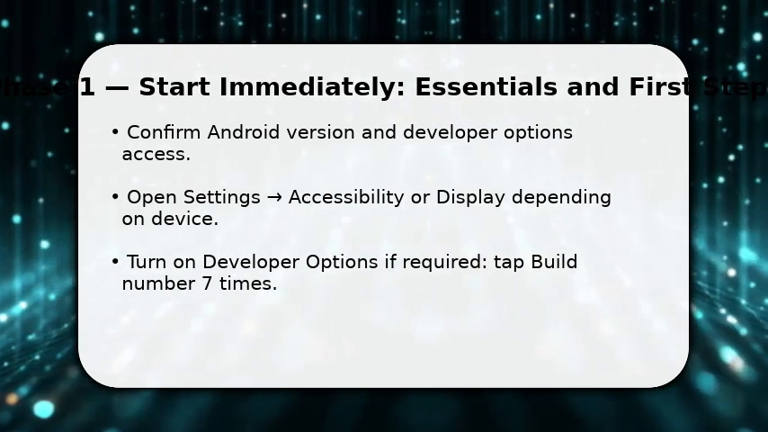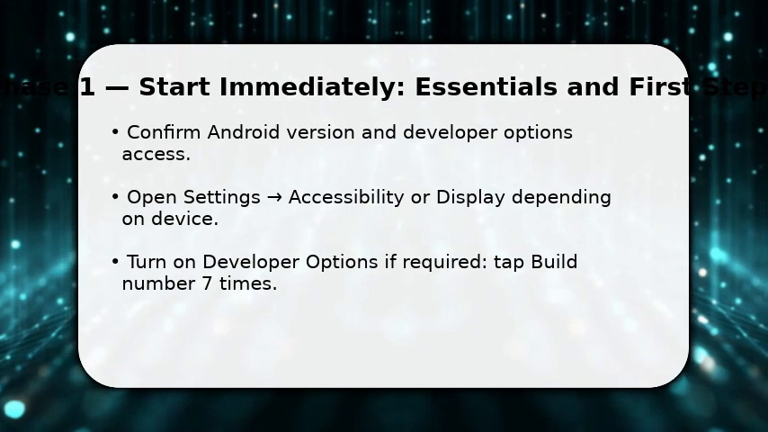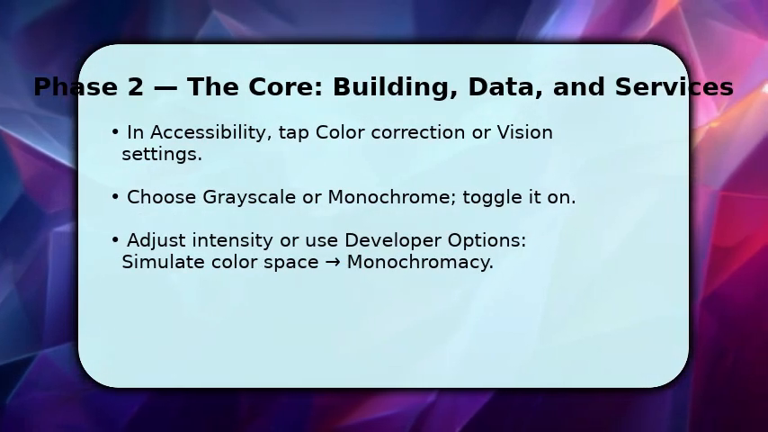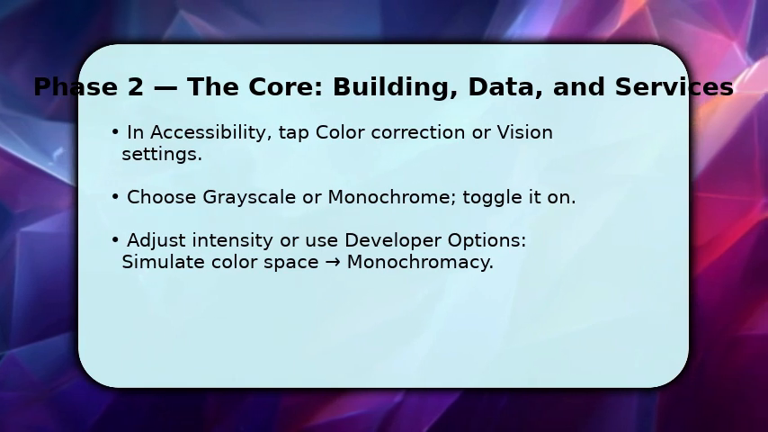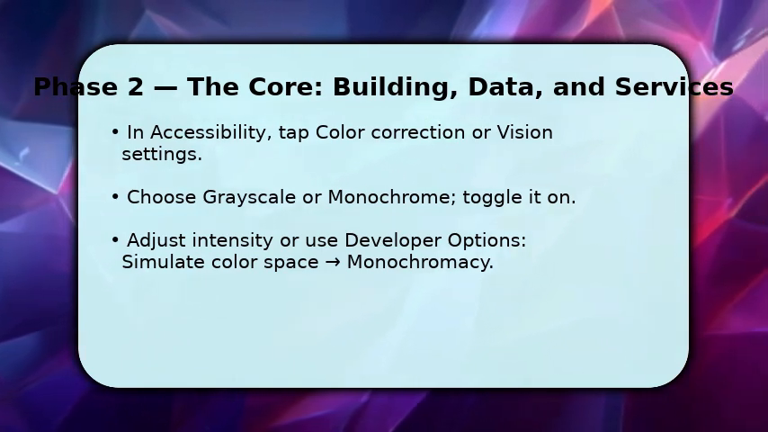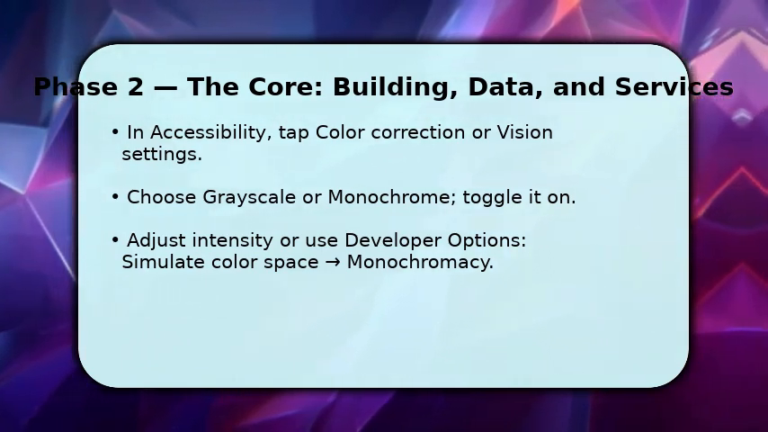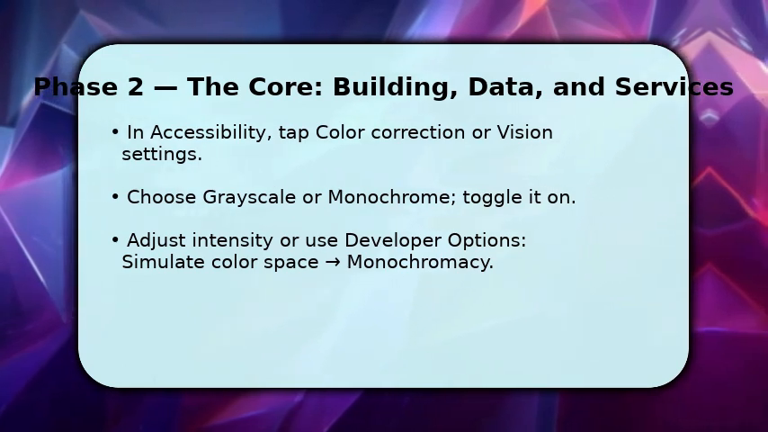You now go deeper. In Accessibility, choose Color Correction or Vision because manufacturers place Grayscale there to aid visual accessibility. Select Grayscale or Monochrome and toggle it on. This instantly removes color so you can judge the effect.